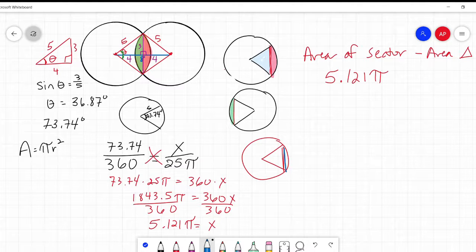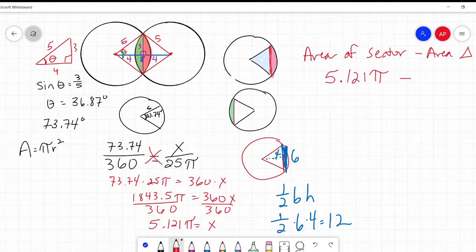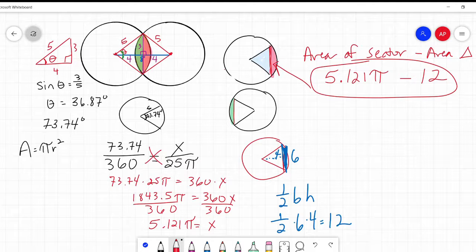Well, for a triangle, we need base and height. I can look at this side as my base, and I know from my diagram up there, the top was 3 and the bottom was 3, so this whole triangle has a base of 6. And then this is the height, which I also know, that is 4. Area of the triangle is 1/2 times base times height, 1/2 times 6 times 4, or 12. So I now know my area of my triangle is 12. So that right there, 5.121 pi minus 12, is the area of this segment right there, that pink segment.